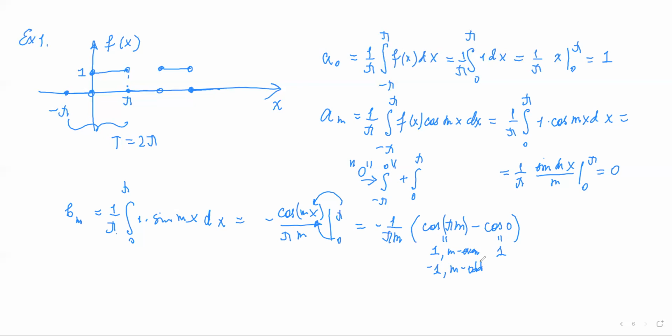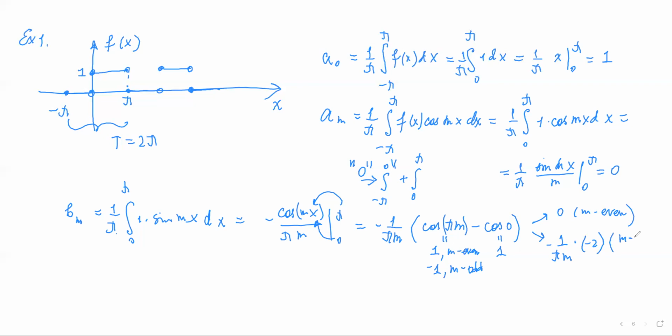What is going to happen when it equals 1? We are going to have 1 minus 1, which is 0. So 0 for m even. If you have -1, we're going to have -1 minus 1, which is going to give me -2. So I'm going to have -1 over pi m by -2.